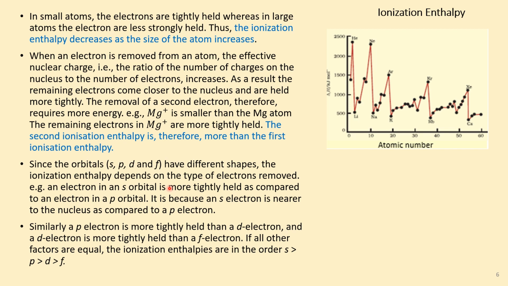Similarly, a p electron is more tightly held than d. Compared to d, p is more tightly held, and d is more tightly held as compared to the f electron. If all other factors are equal, the ionization enthalpies are in the order of s greater than p, greater than d, and greater than f.